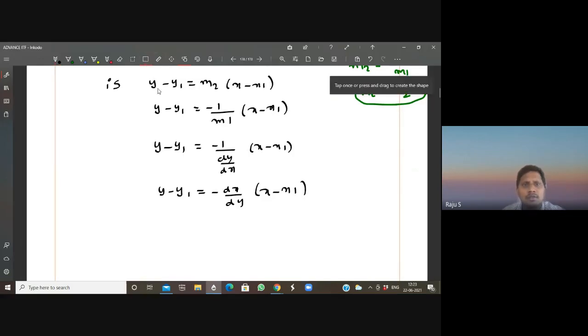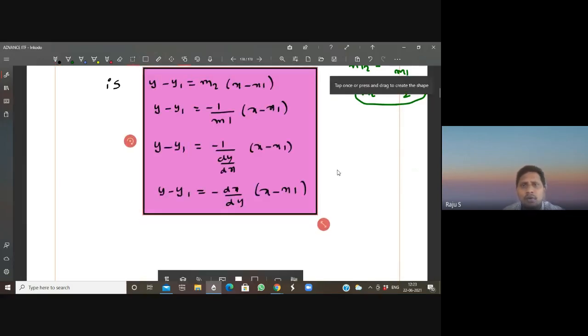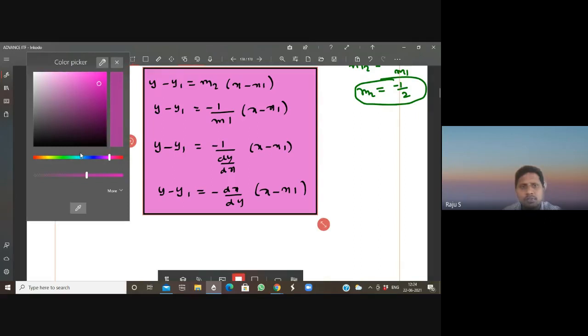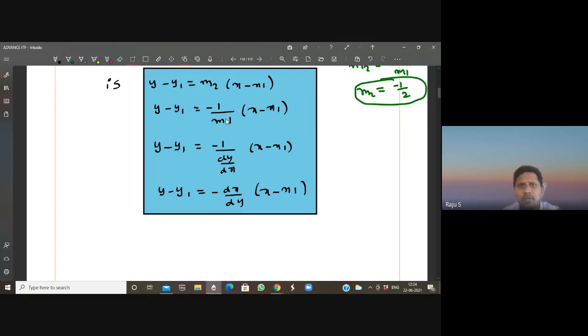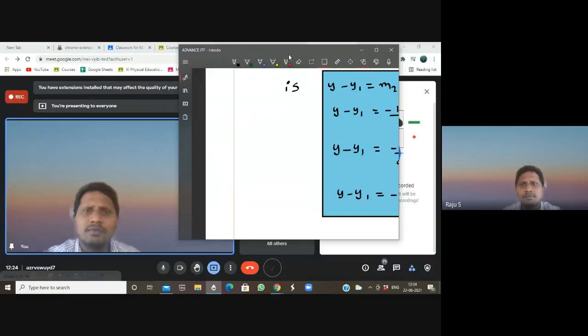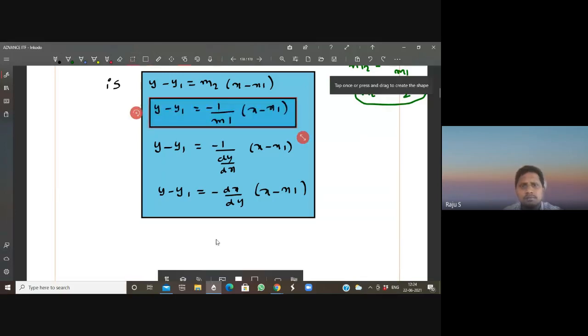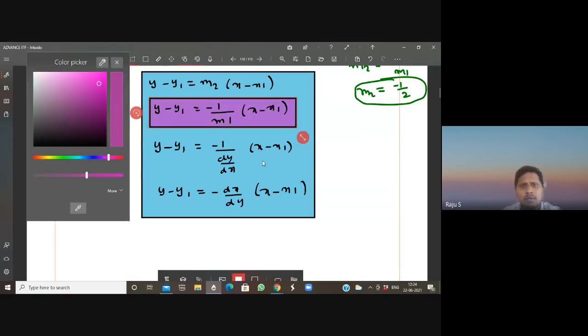So these are the formulas for the equation of the normal. Clear, students? These are the formulas of the normal. Try to remember the second formula and the third formula. Second and third formula, that's enough.